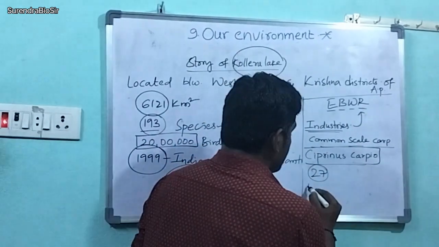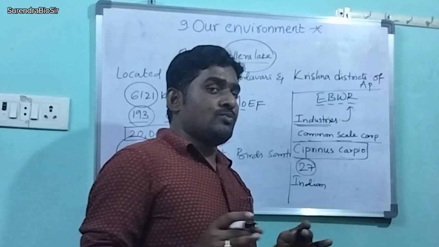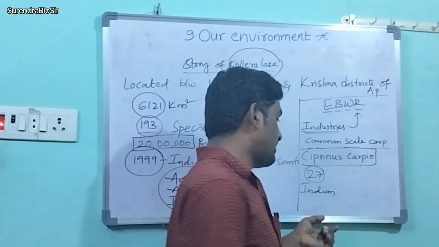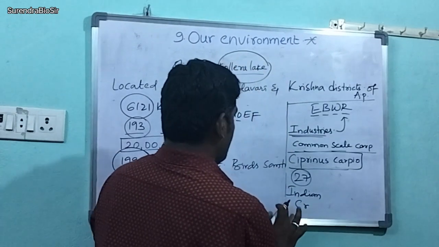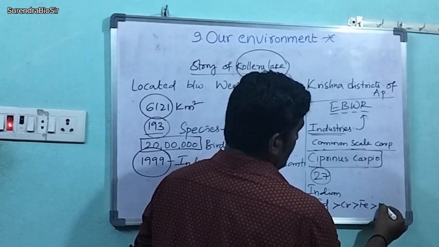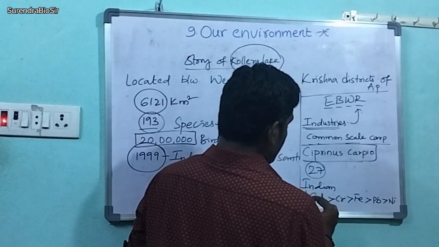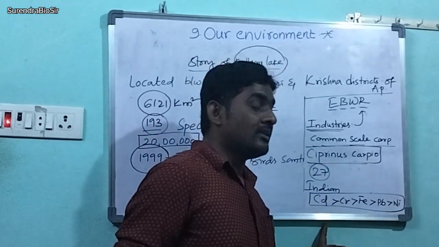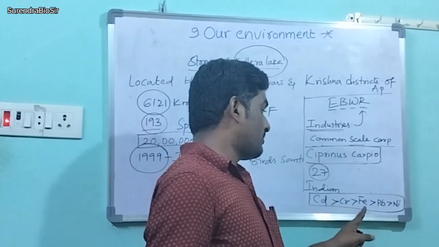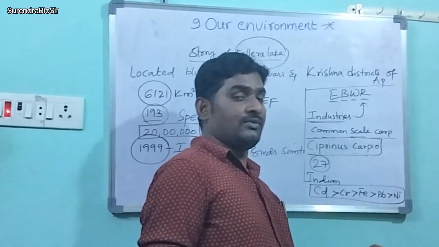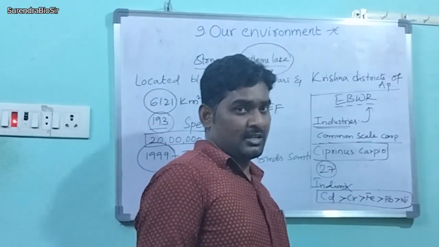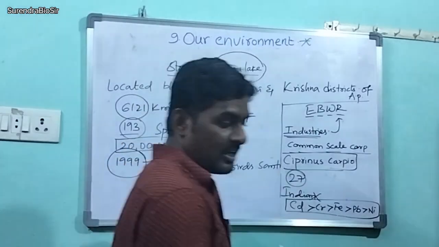Then what happened? The Indian standards are there. What is the Indian standard? It is nothing but the standard which should be maintained in India. It was already exceeded. What happened? Cadmium, chromium, ferrous, lead, and then nickel. This was the present situation of metal concentration in EBWR: cadmium, first place; chromium, second place; ferrous, third place; lead, fourth place; nickel, fifth place. This is the present situation, but actually this is not the Indian standard. If you want to know that, refer to the textbook. Okay, right. Thank you.